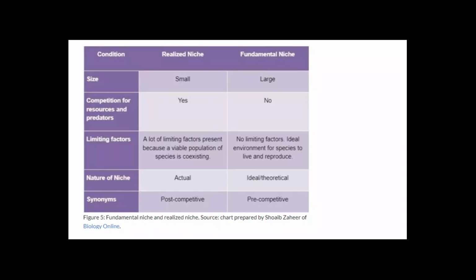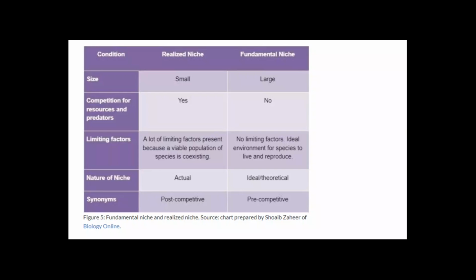And these are the differences between a realized niche and a fundamental niche. A realized niche is small, whereas a fundamental niche is large. For a fundamental niche, there is no competition for resources and predators. But for a realized niche, there is. For a realized niche, there are a lot of limiting factors present because a viable population of species is coexisting. For a fundamental niche, there are no limiting factors. The environment is ideal. A realized niche is actual, whereas a fundamental niche is an ideal or a theoretical idea.